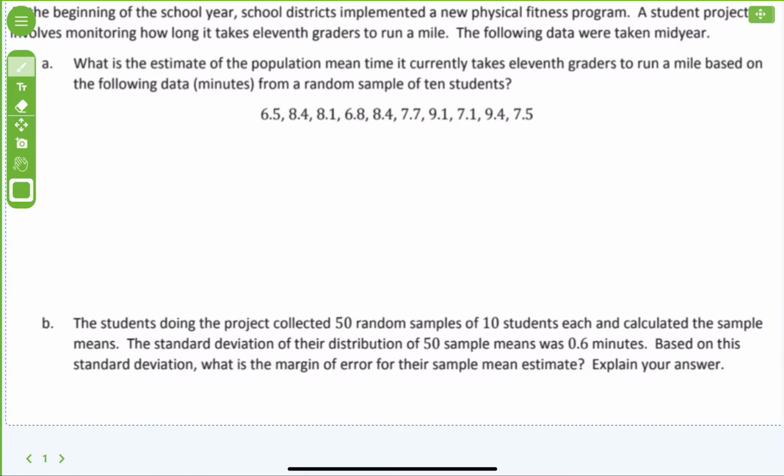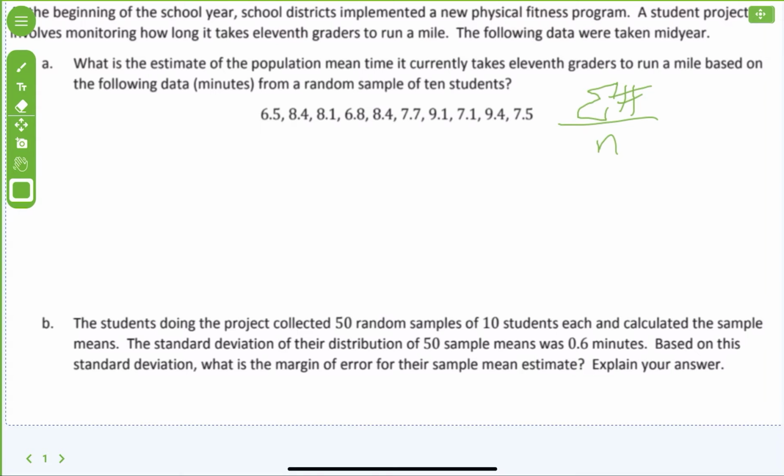So we've got a sample here. We don't have the entire population. We just have a random sample of 11th grade students, and we have 10 of them. Well, how do we find the mean? We're just going to take the sum of the values, I'm going to call them the numbers, and divide that by n, however many we have in the sample.